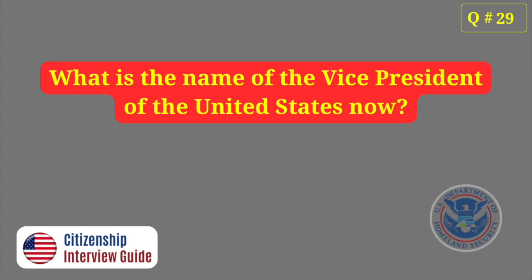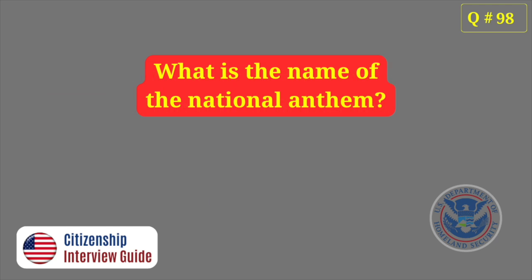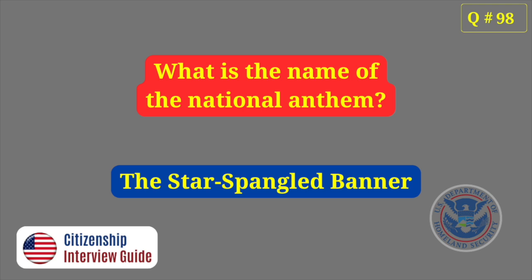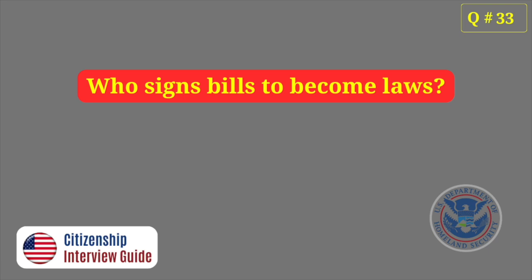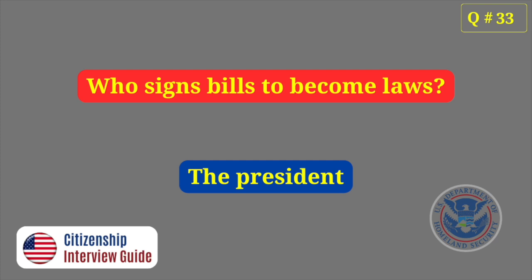What is the name of the Vice President of the United States now? J.D. Vance. What is the name of the national anthem? The Star-Spangled Banner. Who signs bills to become laws? The President.